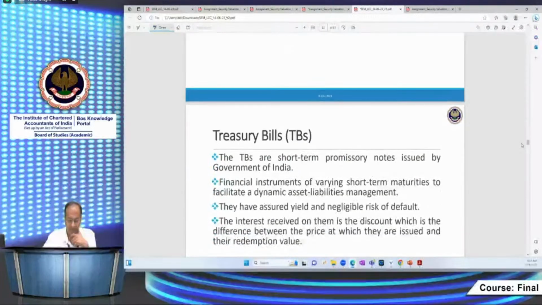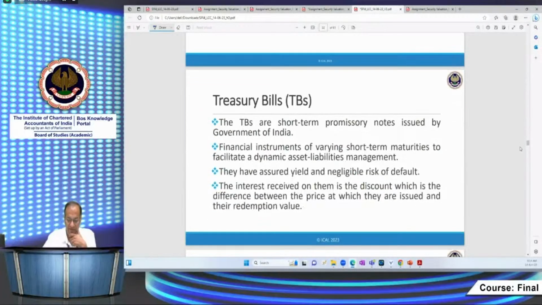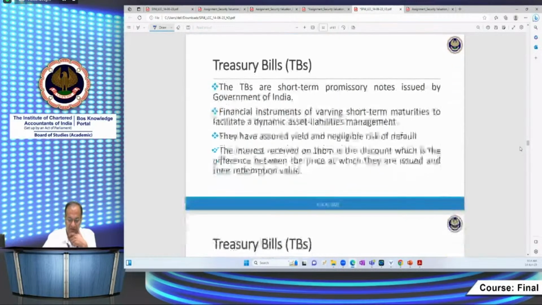Next is treasury bills that we have discussed, and normally they are used by the banks for asset liability management. All this is from your study material slides. There is nothing new, so you don't need to note down anything. All has been prepared from your study material.